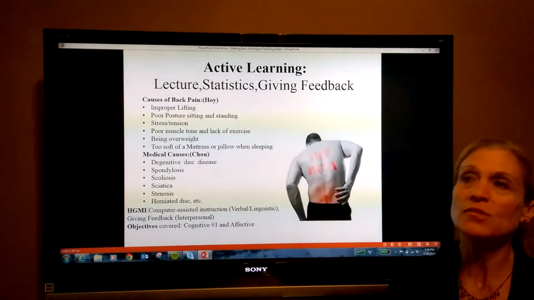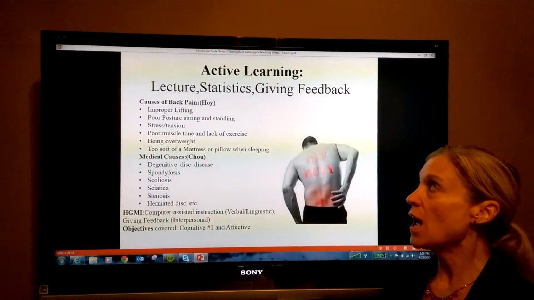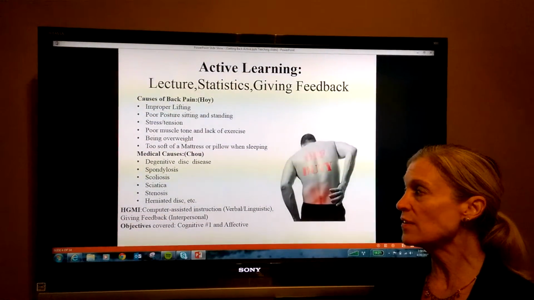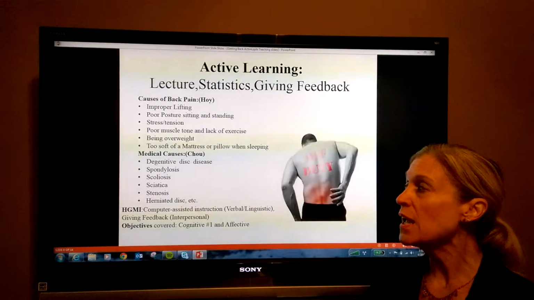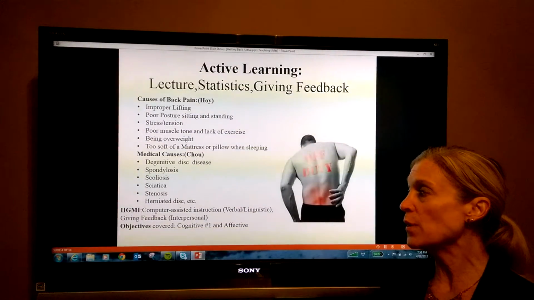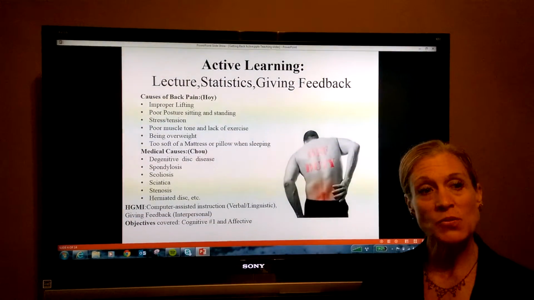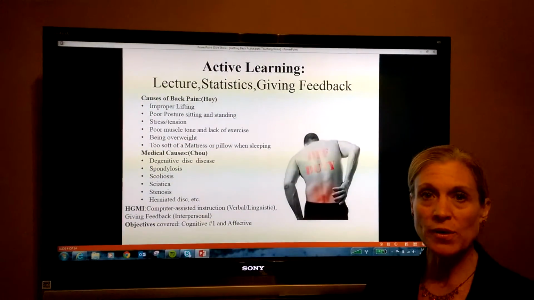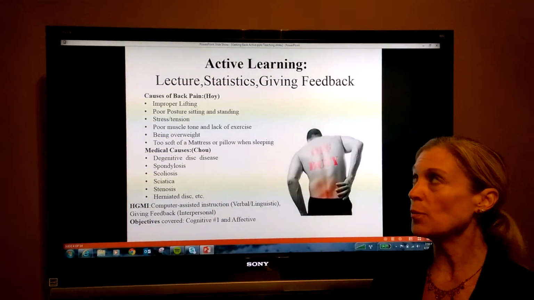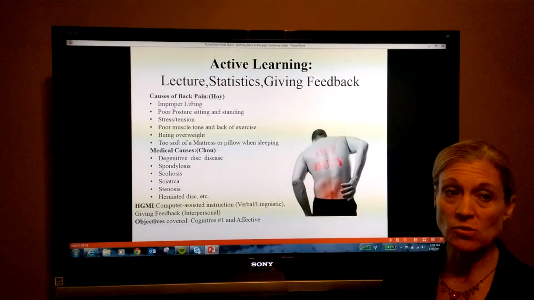So the first active learning lesson that we're going to have is going to be statistics, lecture, and giving feedback. The HGMI for this will be computer assisted instruction, which is verbal linguistic. Giving feedback will be interpersonal, and the objectives covered under this will be the cognitive number 1 and the affective objective. Now, in this particular setting with the lecture, I'll have a PowerPoint presentation along with the blackboard or a dry erase board probably, and talking about the causes of back pain and also the medical causes of back pain.